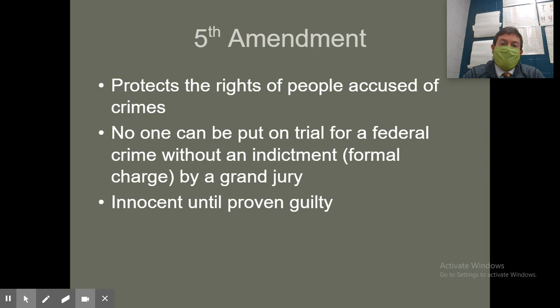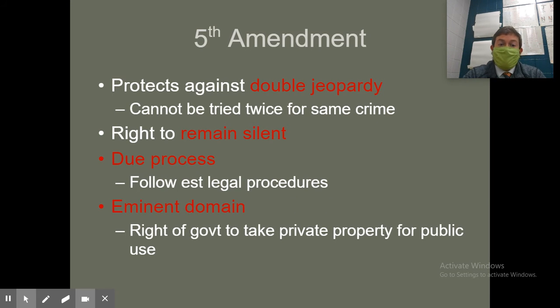So the Fifth Amendment protects the rights of people accused of crimes. No one can be put on trial for a federal crime without an indictment, which means that they have to be formally charged by a grand jury. And you are innocent until proven guilty. It also protects against double jeopardy, meaning you cannot be tried twice for the exact same crime. You have the right to remain silent, meaning you don't have to incriminate yourself. You are given the right of due process, meaning you follow established legal procedures, and we talked about that in class. It also gives eminent domain, the right of government to take private property for public use, usually with compensation.